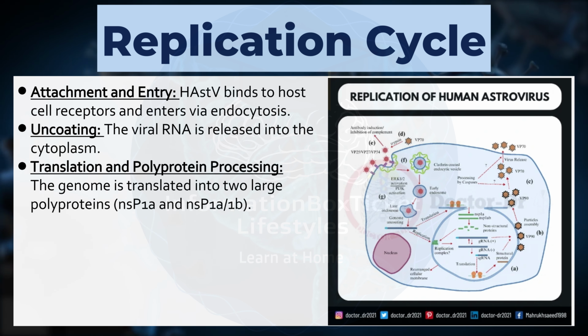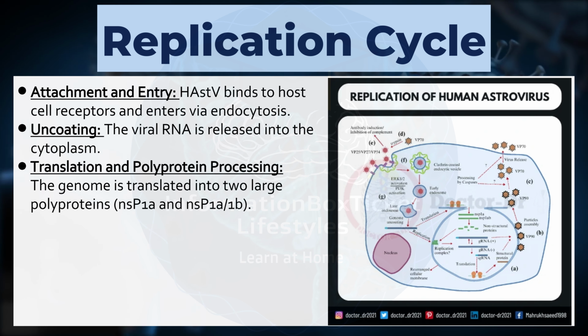The genome is translated into 2 large polyproteins, non-structural protein 1a and non-structural protein 1ab. The viral proteases and host cellular proteases process these polyproteins into functional, non-structural proteins. Fourth, genome replication. A full-length negative-sense RNA template is synthesized. This template is used to generate new positive-sense genomic and subgenomic RNAs.